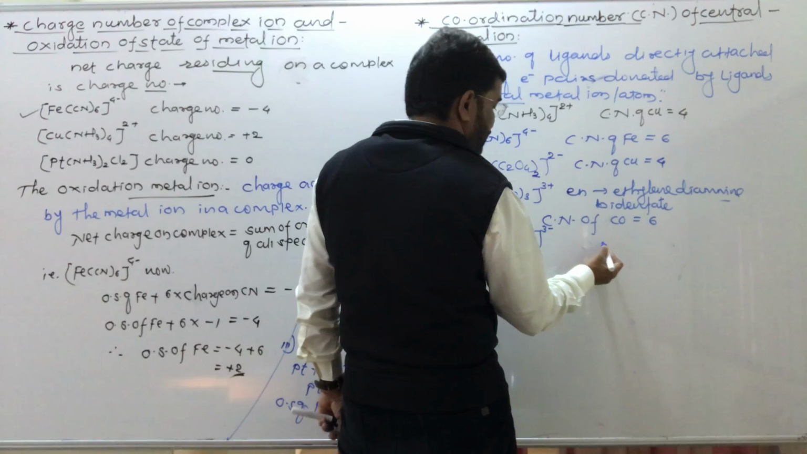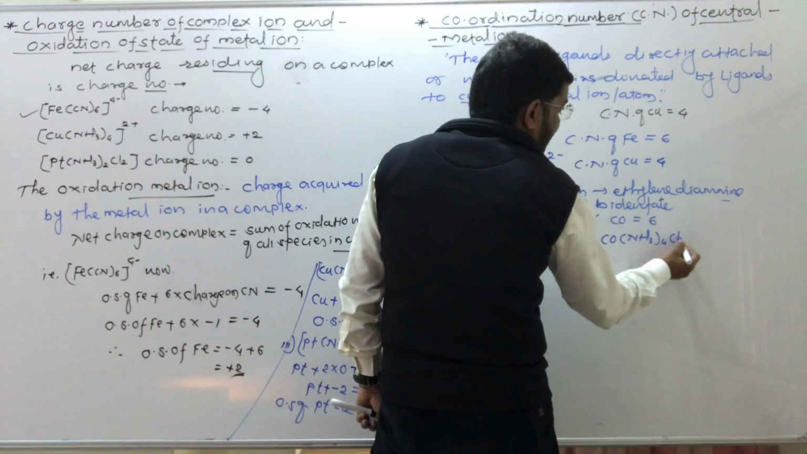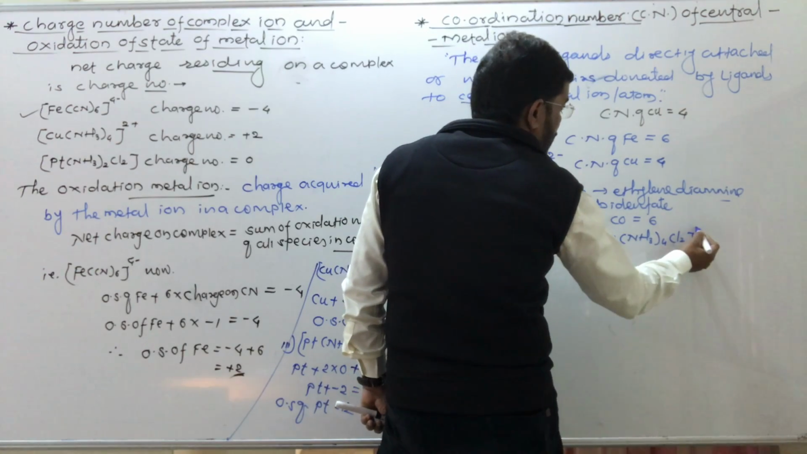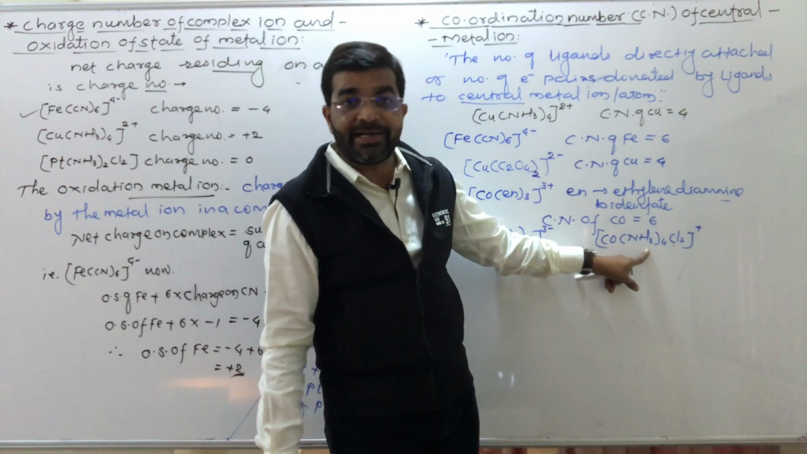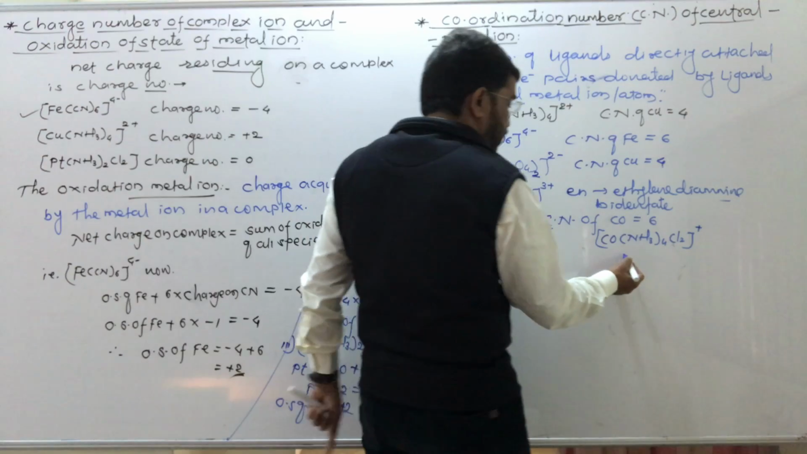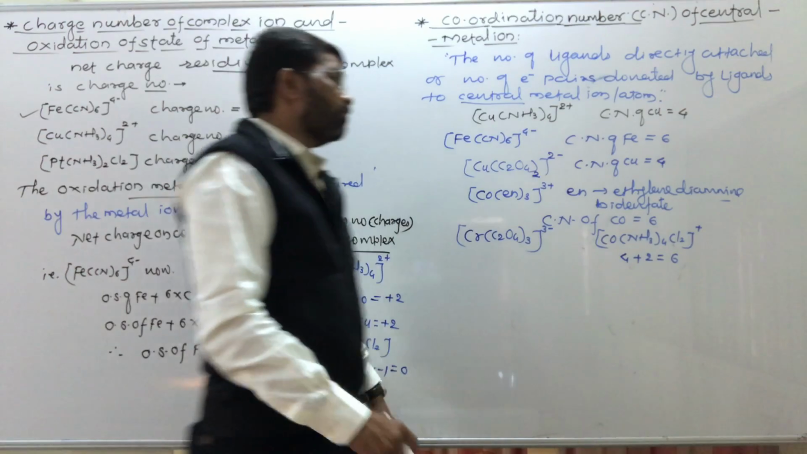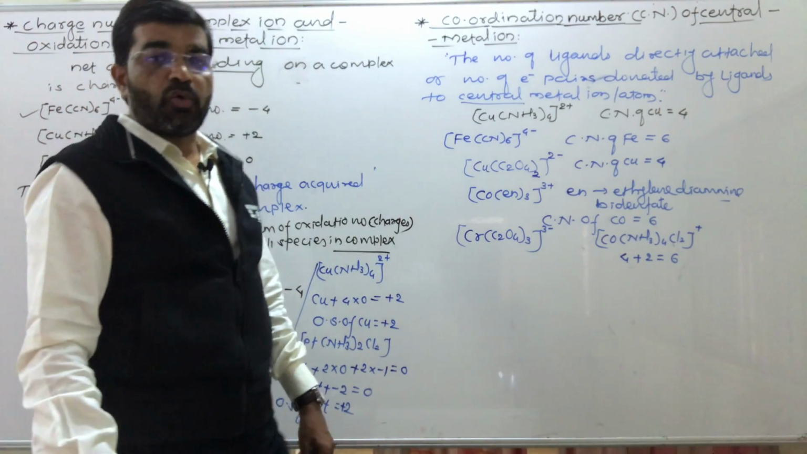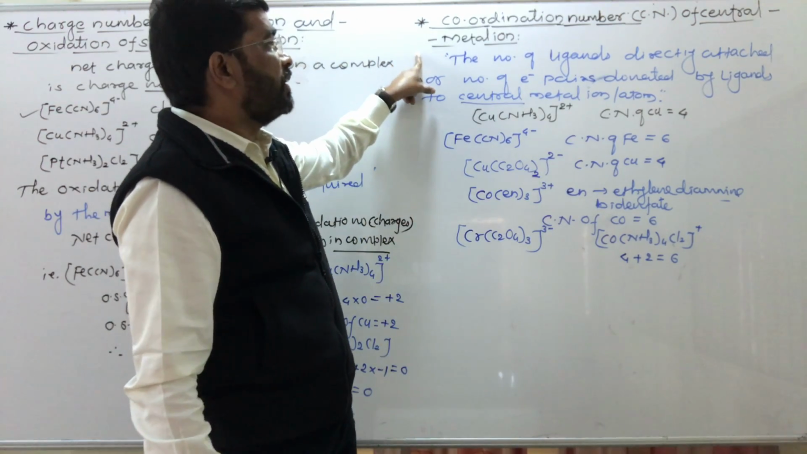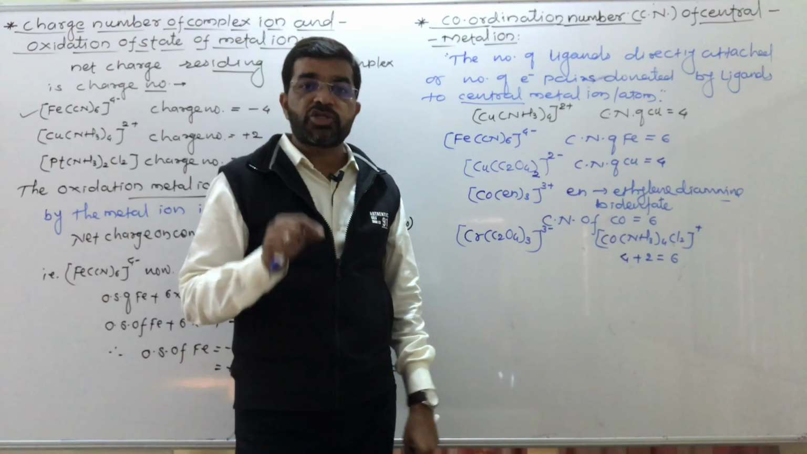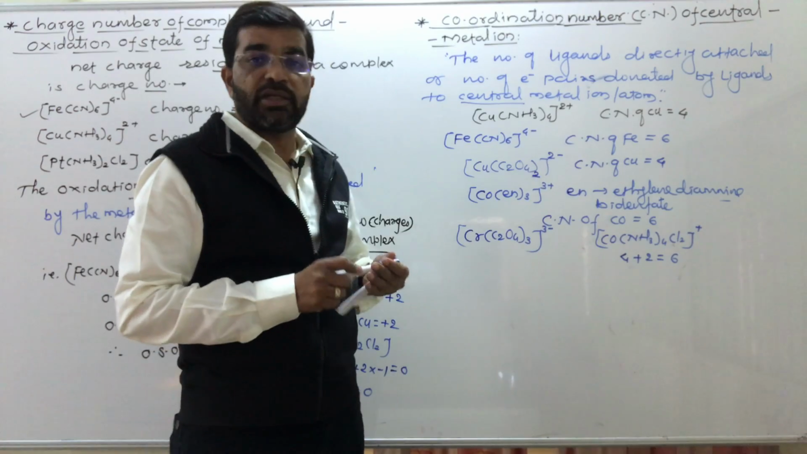Or you take this example also, [Co(NH3)4Cl2] with +1 charge. Now here, how many monodentate ligands are attached to cobalt? That is 4 ammonia molecules plus 2 chloride ions. Coordination number of cobalt is 6 here, and like this we can find out the coordination number of the central metal ion.